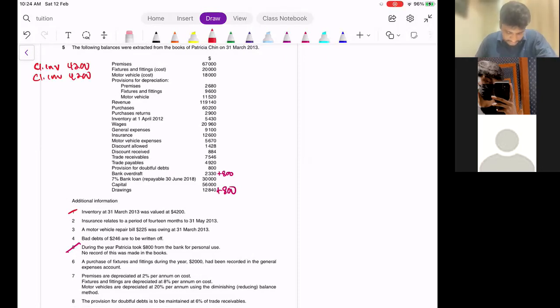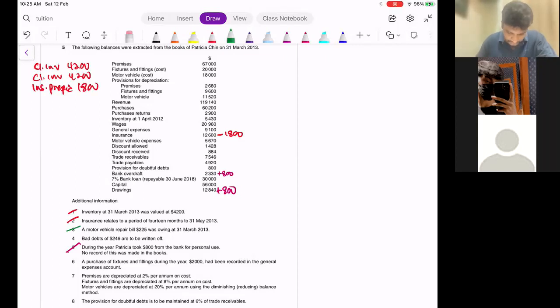Next one is insurance related to a period of 14 months. So similar to the previous question, but a different month. My insurance is 12,600. 12,600 divided by 14 times 2 is 1,800, very good. You go find your insurance, minus 1,800. Then right here, insurance prepaid 1,800.